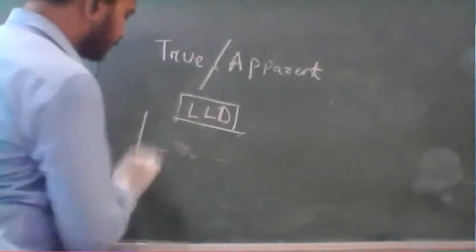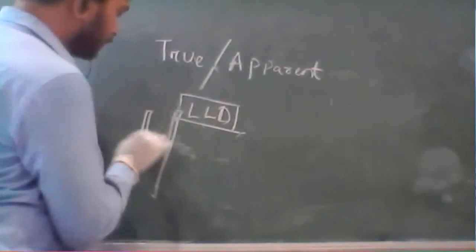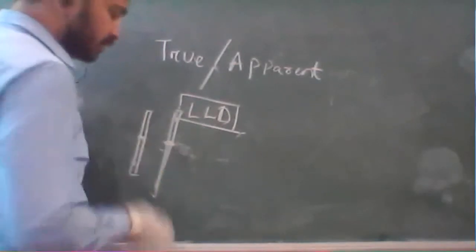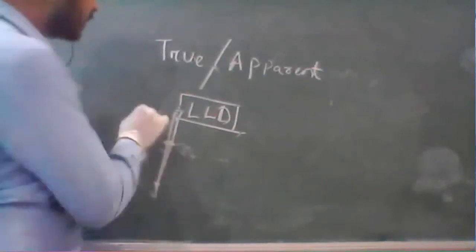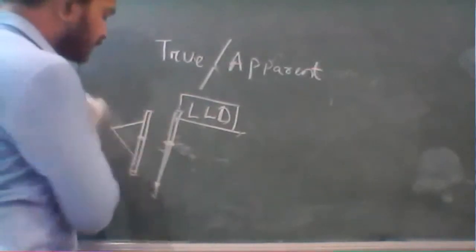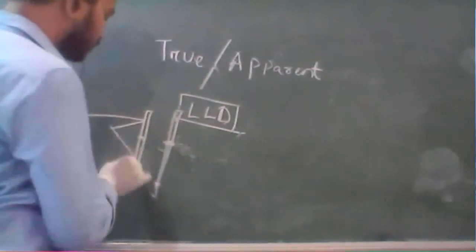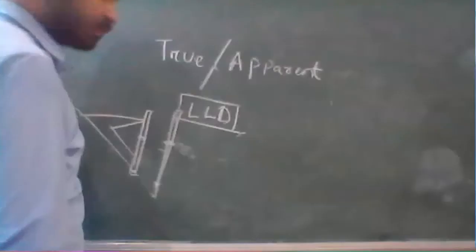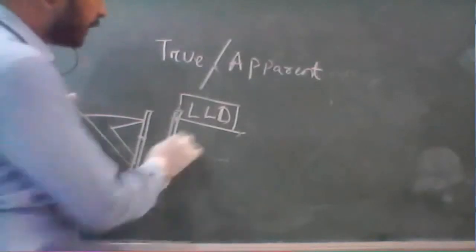Suppose there is a limb, with the knee joint here, the ankle joint and the foot. So when there is true leg length discrepancy, that means there is shortening of the bone, either femoral shortening or tibial shortening. So what do you mean by apparent?